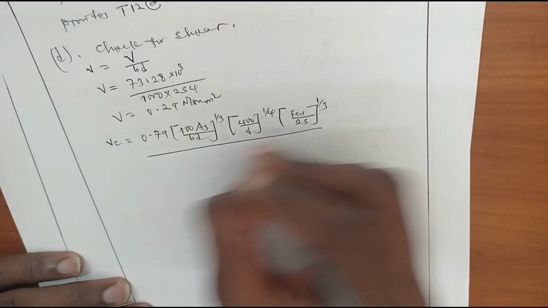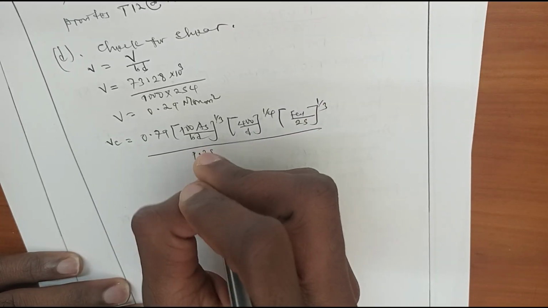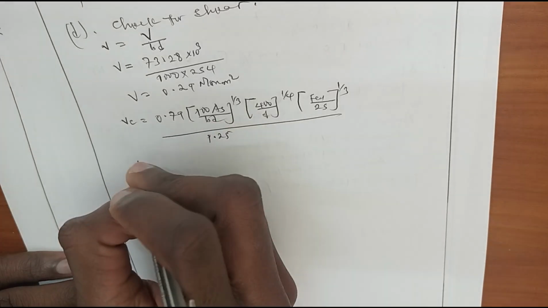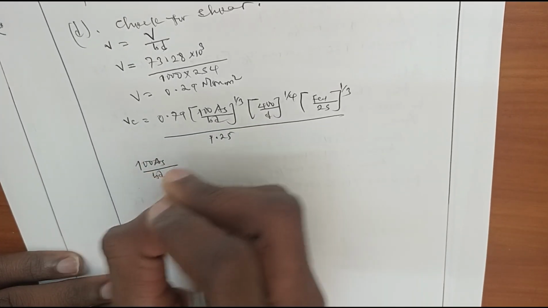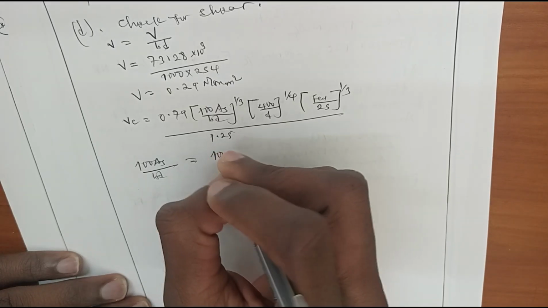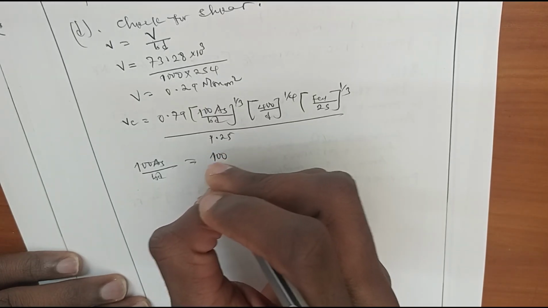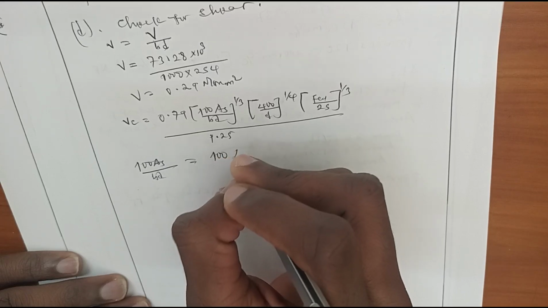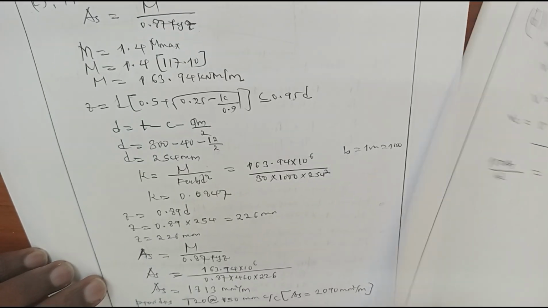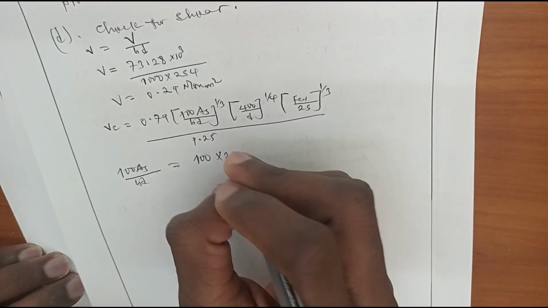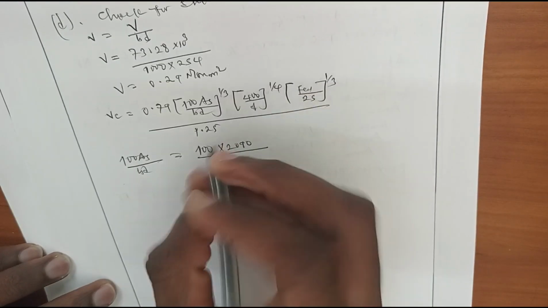1/3 divided by 1.25. Now let's determine this value. 100 times area of tension reinforcement over BD. It will be equal to 100 times area of tension reinforcement.